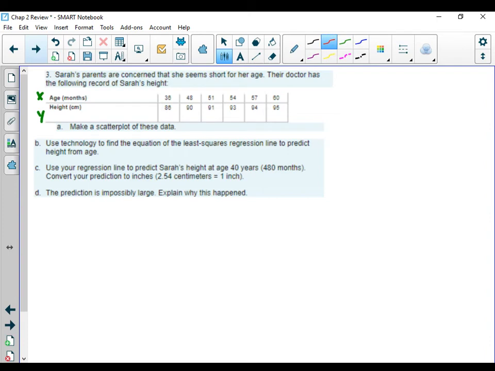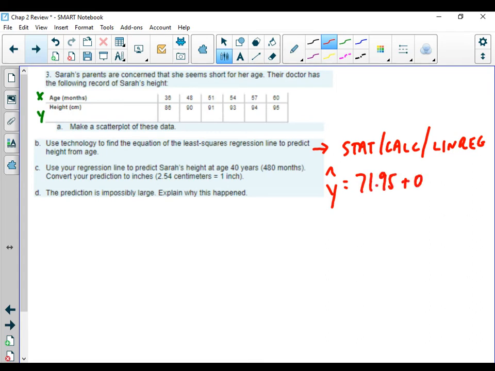All right, then using technology. On your calculator, once you punch all those values in, remember we're going to go to stat. We're going to go to calculate, and we're going linear regression. So for this one, when you did that, you should get this for your prediction equation. Y hat is equal to 71.95 plus 0.38x. So that would be your least squares regression line.